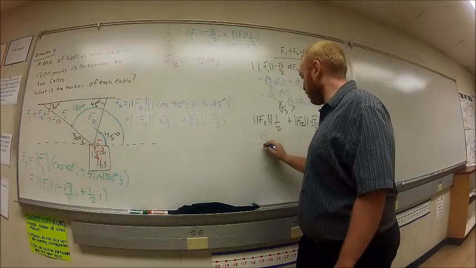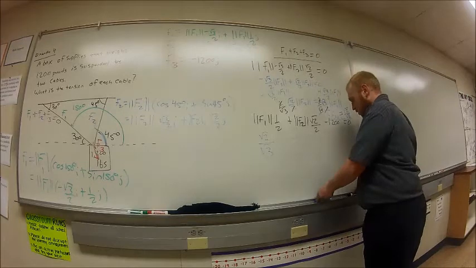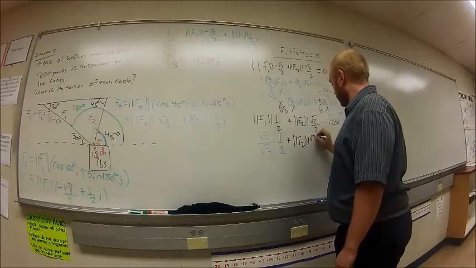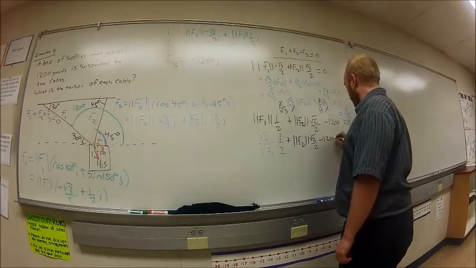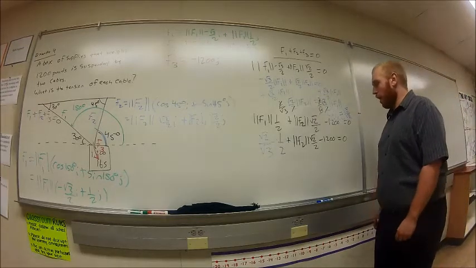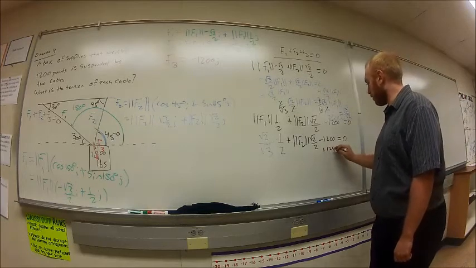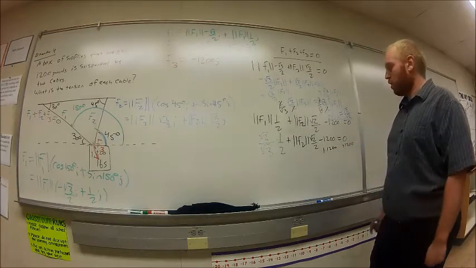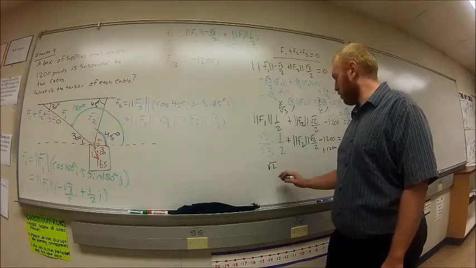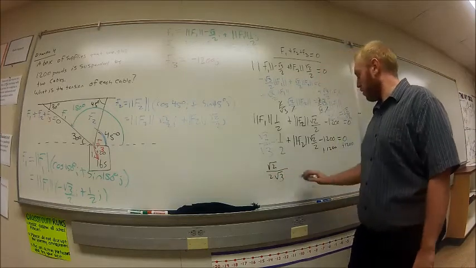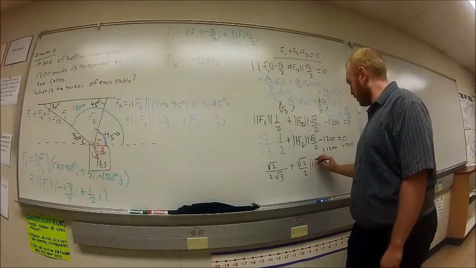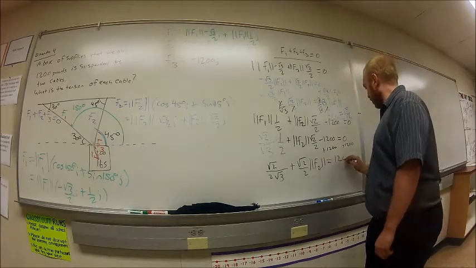Square root 2 over the square root of 3, because that is F1, times 1/2, plus the magnitude of force 2 times the square root of 2 over 2 minus 1200 equals 0. And we want to start solving for force 2. Well, first thing I'm going to do is add 1200 over. Let's multiply this out. We start with root 2 over 2 root 3 plus, switch that to the front, root 2 over 2 times the magnitude of F2 equals 1200.